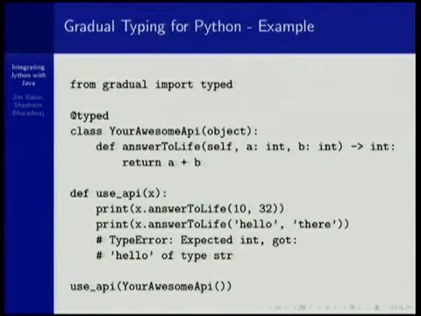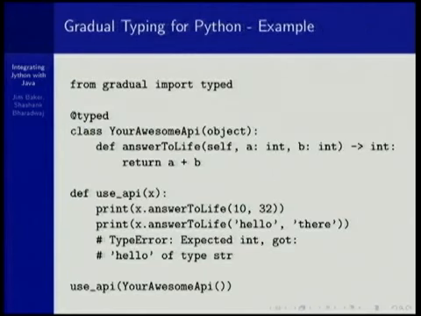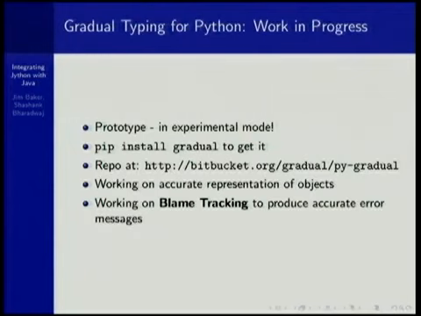And of course, what we see with this is you may think, types in Java, obviously statically typed, that's what we expect of Java code. But we want to be able to marry these things together. And here we have. Right. So just before that, you can go get it, you would just pip install it and get this module. And we're still working on accurate representations of objects and on blame tracking.